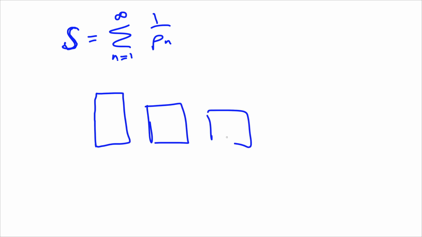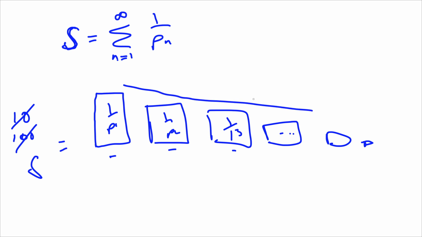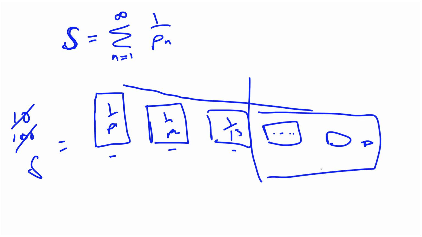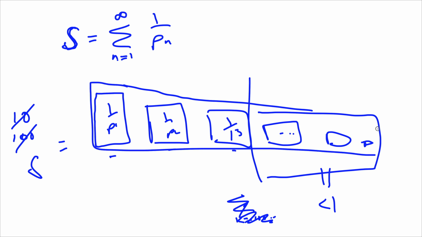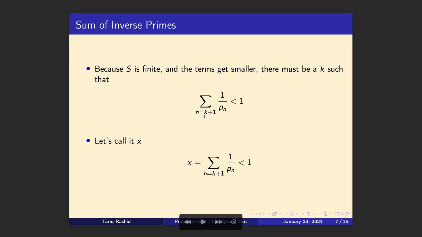So that's 1 over the first P1, 1 over P2, 1 over P3, and so on. If the sum of these is some constant like 10 or 100 or something, we call it S. Because it's finite and they're getting smaller, we should be able to cut off a point where that sum is less than 1. We should be able to do that. That makes sense, doesn't it? And that might happen at the sum from k equals, I don't know, 10 or 100 or somewhere. We don't know, but it's got to exist because the whole sum is finite and these things are getting progressively smaller, so there must be a cutoff point where the sum beyond that point is less than 1. That's what we're saying here, and we can call that x.